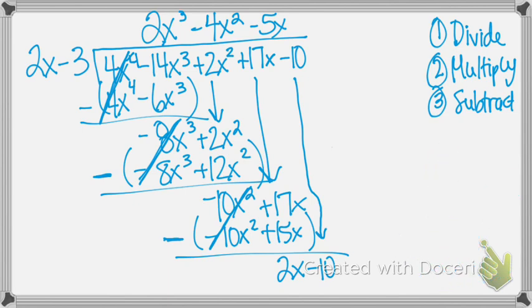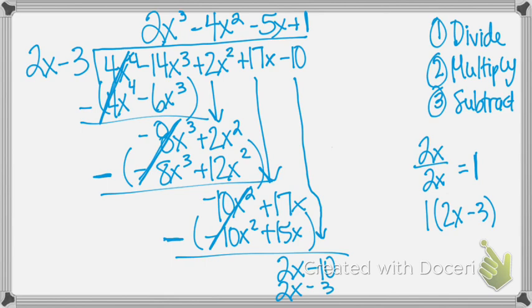We do it one more time. 2x divided by 2x is just 1. So we put a plus 1 up top. 2x times, we subtract, these cancel, and we have a remainder of negative 7. And I wrote that on the paper, negative 7.